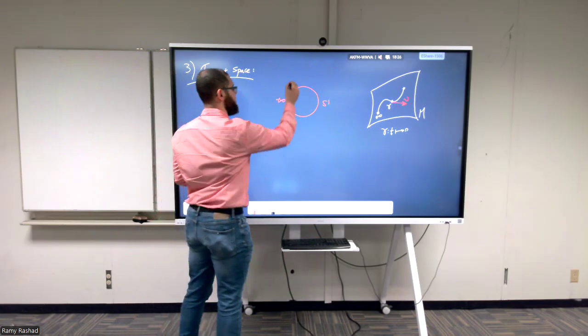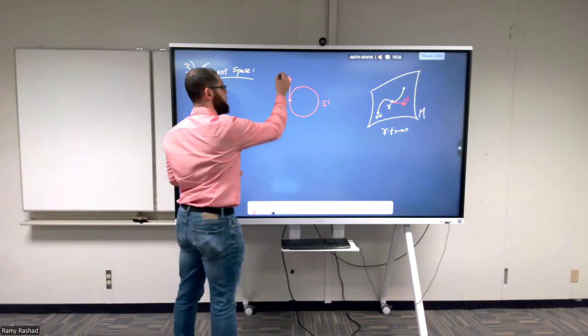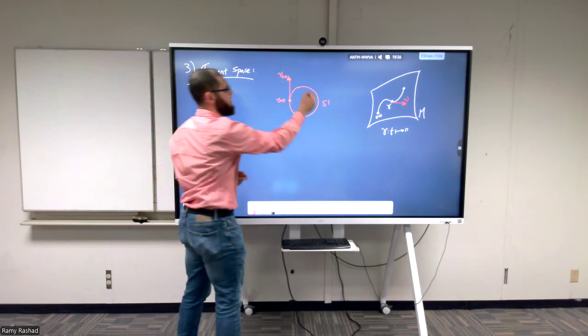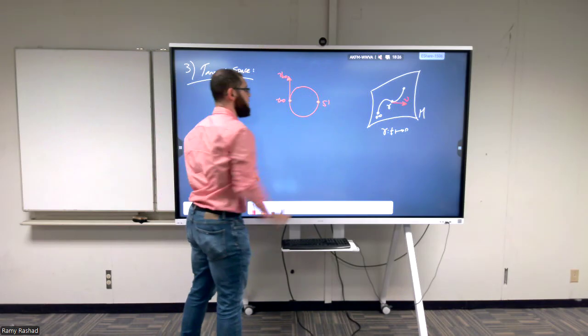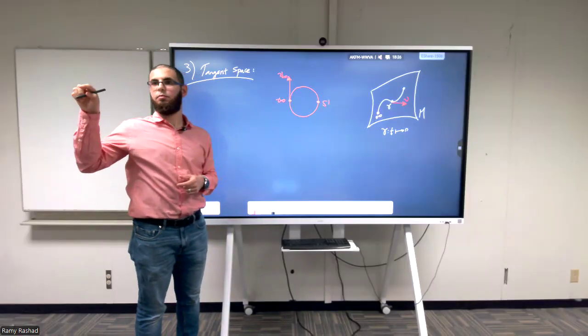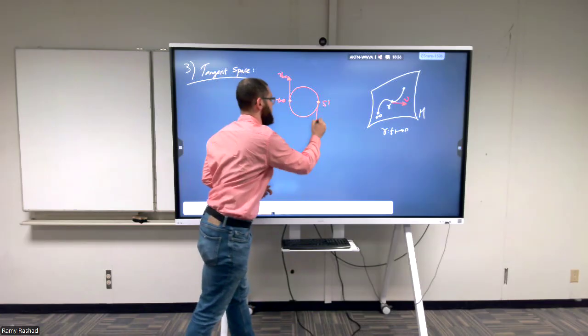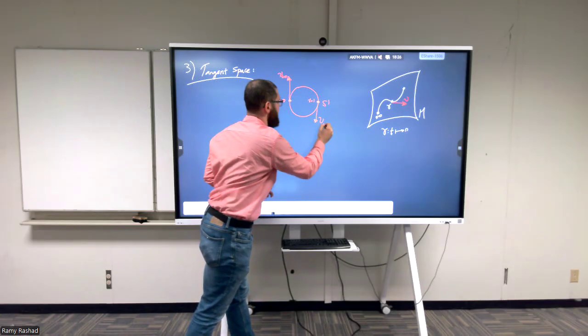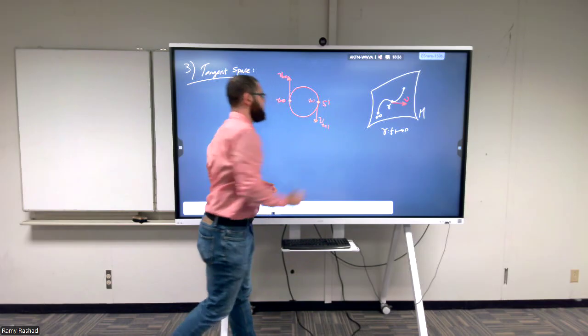Upward, right? So this is v at time equal to 0. If I move after some time and I come here, what is my forward vector? Pointing downwards. Okay, so if this is time equal to 1, then this is the v at time equal to 1.